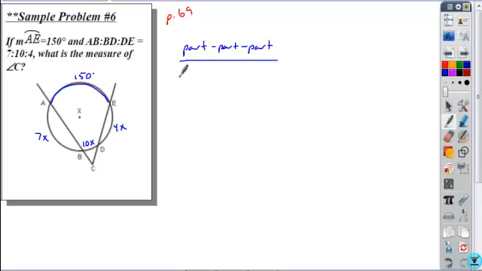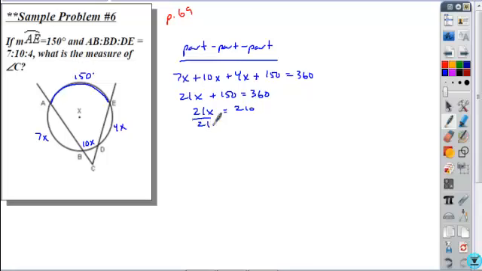So what you would know in this case, if you're thinking part to part to part, is that the sum of all these parts plus the given arc measure, 150, has to equal the whole, which is what? The whole rotation on a circle is 360. And so if you combine these, you get 21x plus 150 is equal to 360. Isolate your variable by subtracting 150 from both sides. Divide both sides by 21 to isolate your x completely. So you get x is equal to 10.